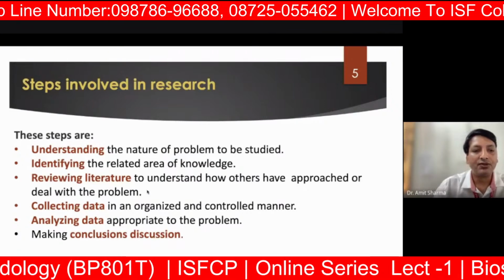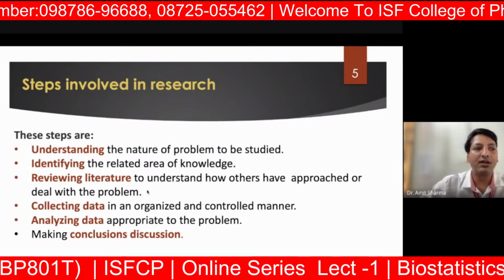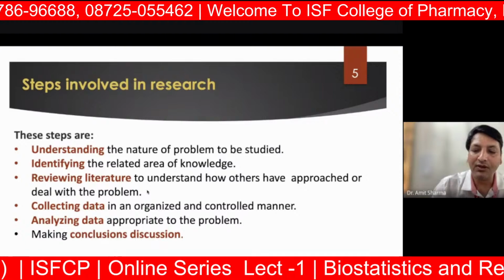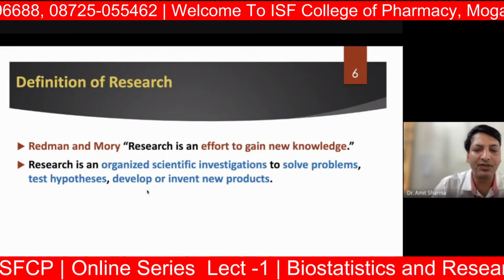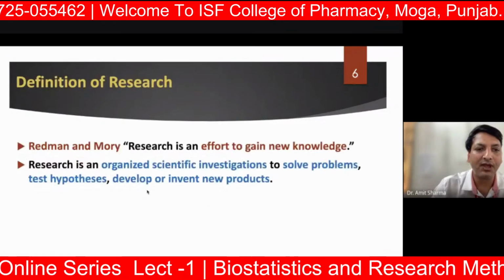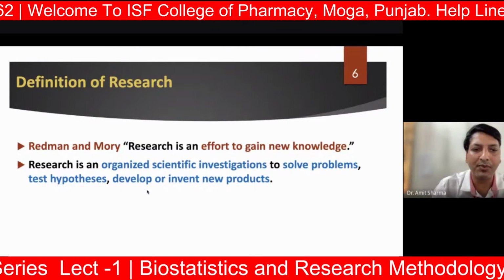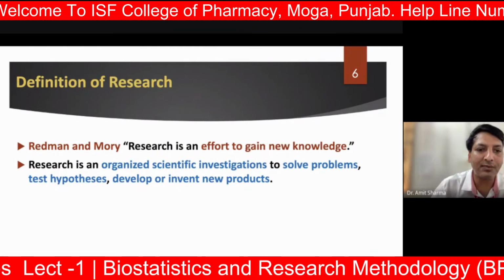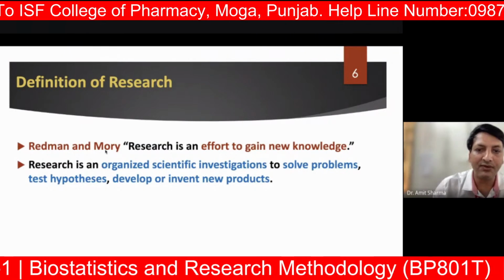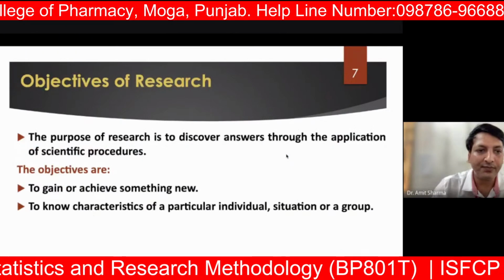So once you have analyzed your data, then you can make the conclusion, and afterwards you can write the discussion of your research. Clear? So this was just an introduction: what is the meaning of research, what are the objectives, and who has given the definition of research. From this slide, what you have to remember is that Redman and Mory are the persons who have given the definition of research, which means research is an effort to gain new knowledge.